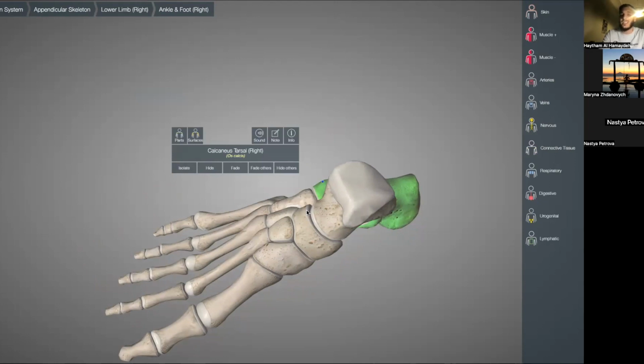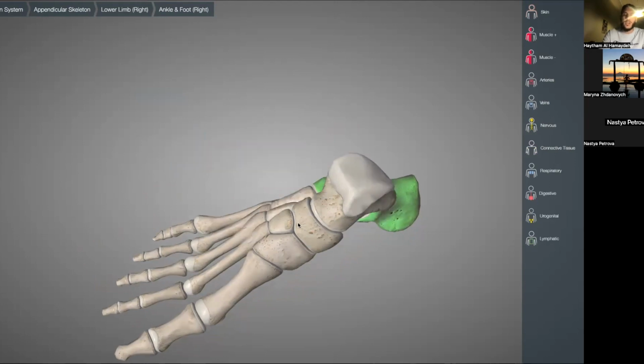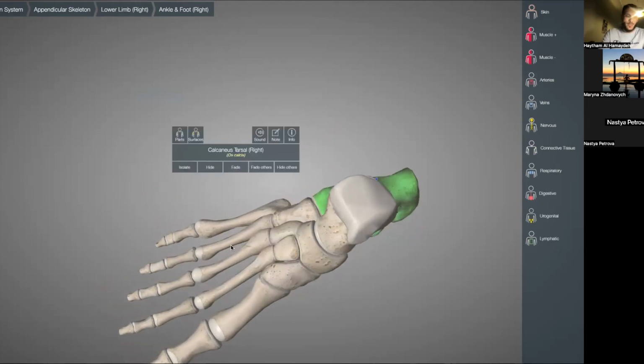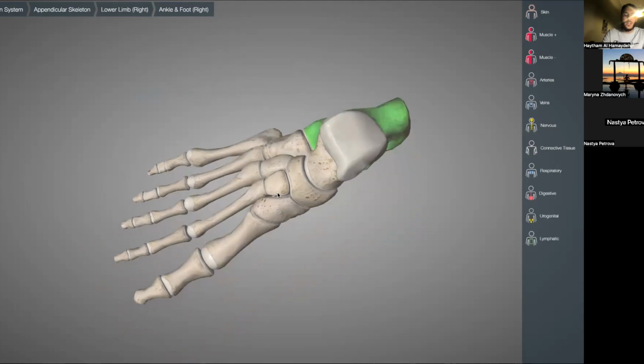Laterally, it articulates with the cuboid, and these joints are called intertarsal joints. Now, the three other joints left are the joints between the tarsal bones and the metatarsal bones, and these are called the tarsometatarsal joints.